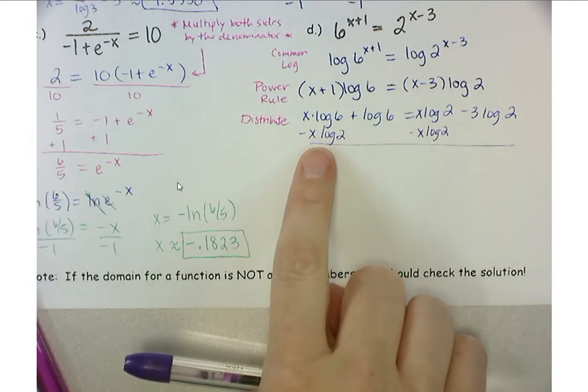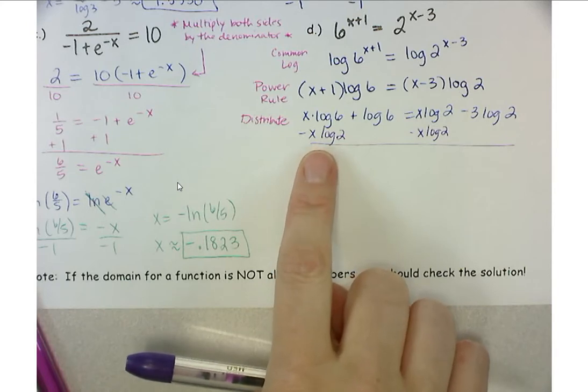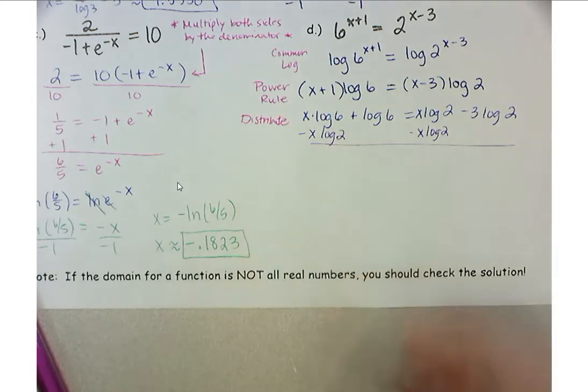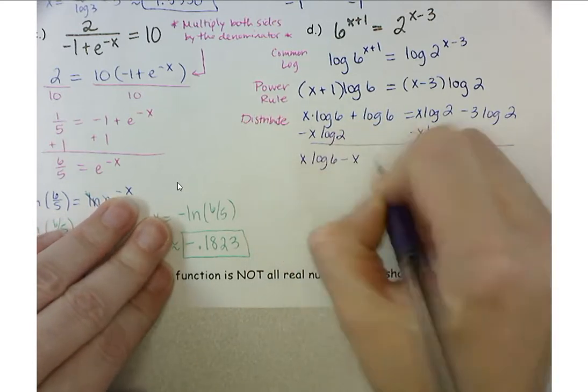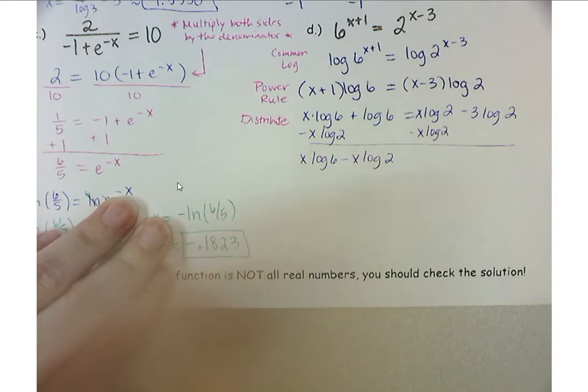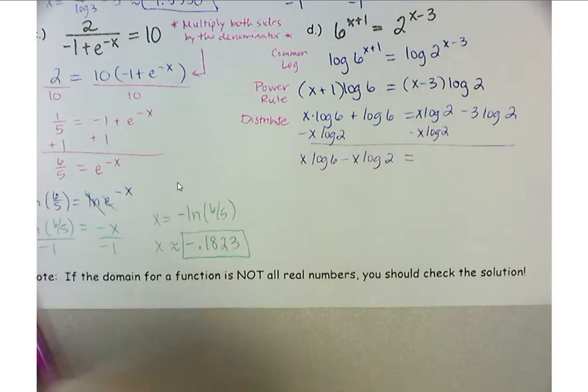Can I subtract those? Yeah. They do have the same base, but it would be the quotient, and you'd have to do it with the power. So we're just going to leave this. This is x times the log of 6 minus x times the log of 2. So you can't simplify that yet.